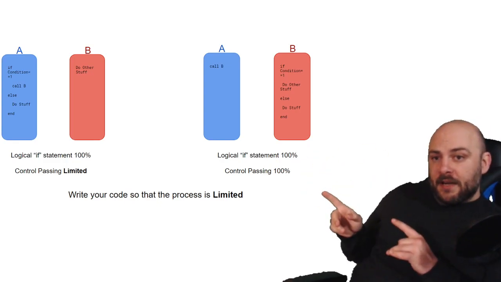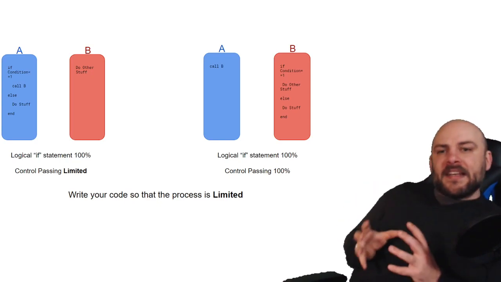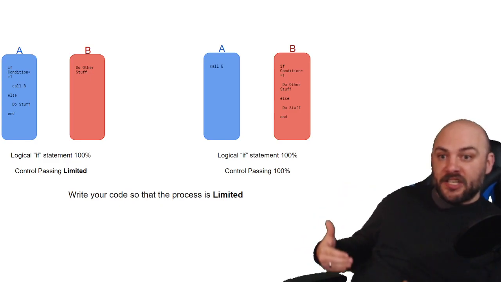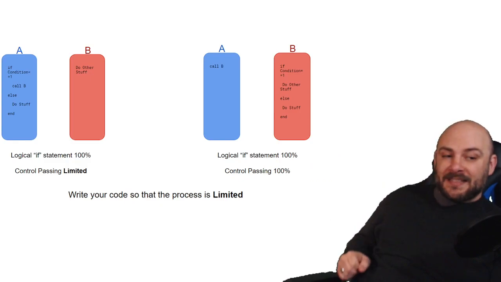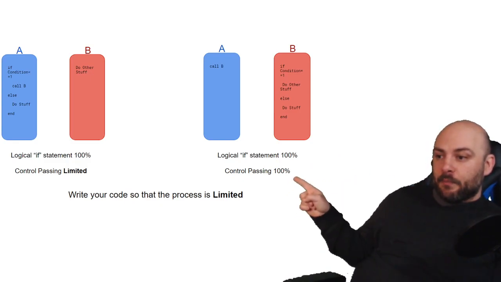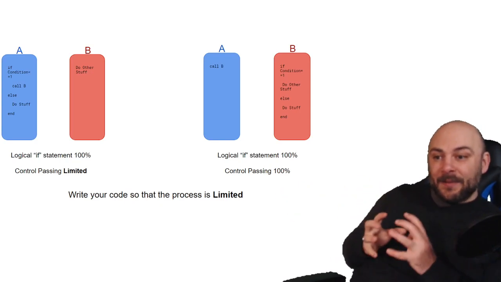Now, in the first scenario, where the if statement's in script A, the control passing is limited in nature. It only happens some of the time, depending on how common condition is the same as 1. And in the second scenario, control passing always happens. And I argue that you should write your code so that the process is limited. This control passing thing is always limited in nature.